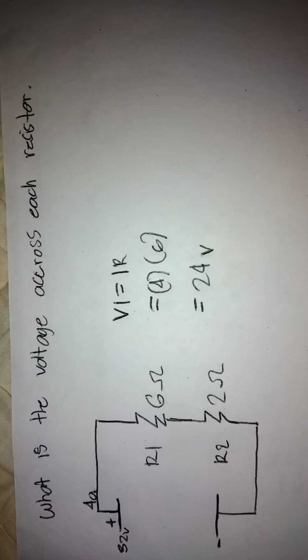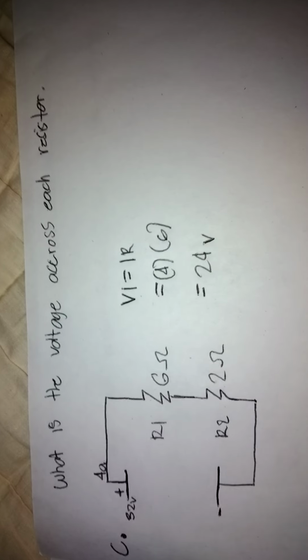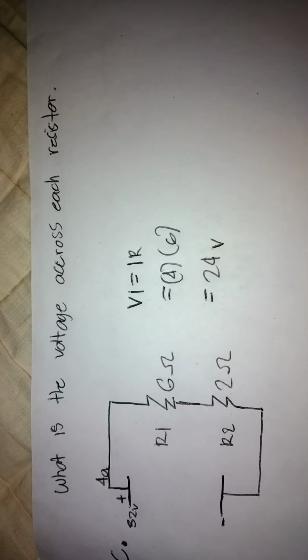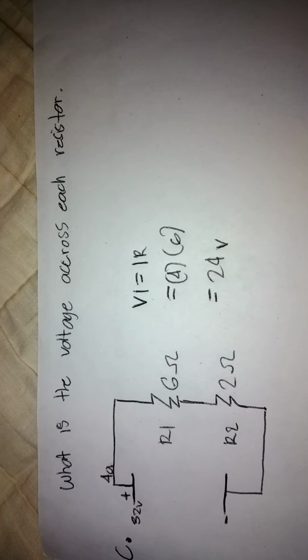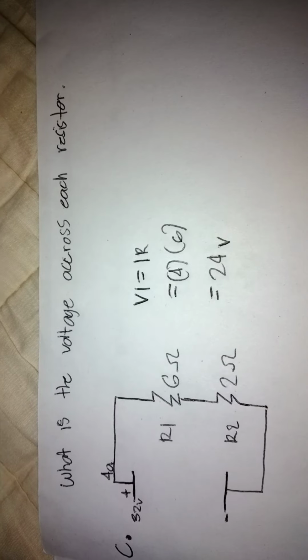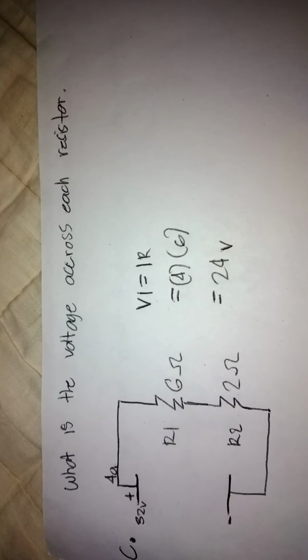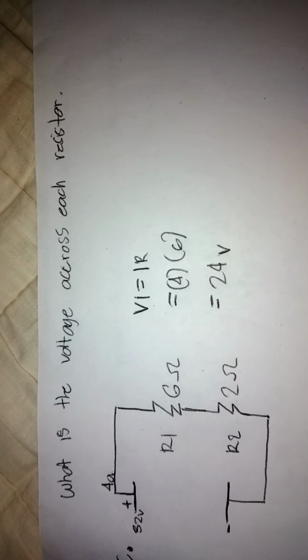Now, let's proceed to letter C. What is the voltage across each resistor? So we have here V1 and V2, and the reason why V1 and V2 is because we have two resistances here, R1 and R2. So we need to solve for each voltage.